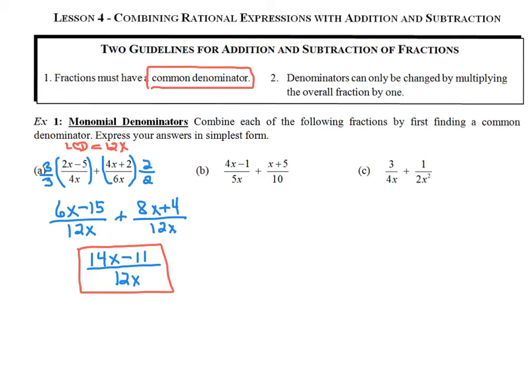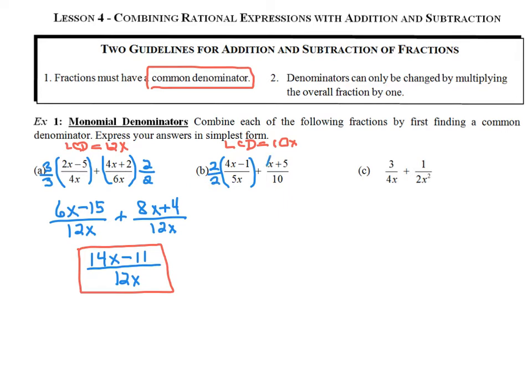Let's try exercise B. 4x minus 1 over 5x plus x plus 5 over 10. I want to find my least common denominator for 5x and for 10. So I'm going to say that the least common denominator, 5 and 10, both go into 10, but I also have to have an x in my common denominator because the first denominator has an x. So what shall I multiply the first fraction by to get the denominator to be a 10x? I'm going to multiply the numerator and denominator by 2.